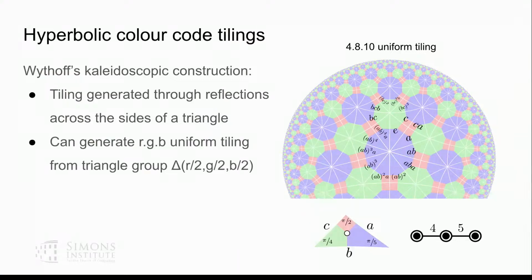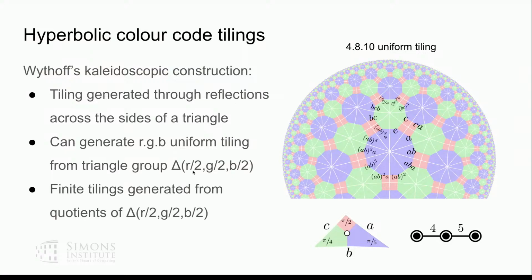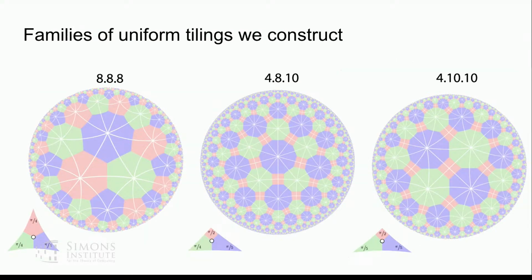More generally, we can generate an R, G, B uniform tiling from a triangle group generated in this way. And then we can construct finite tilings by taking quotients of this group. Essentially, we identify triangles related by some translation in the tiling. And this tiling is hyperbolic if 1 over R plus 1 over G plus 1 over B is less than a half. And so these are the 3 different tilings we consider: the 888, the 4810, and the 41010 tilings.